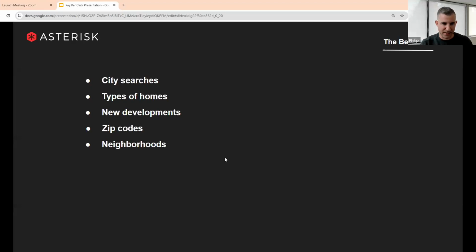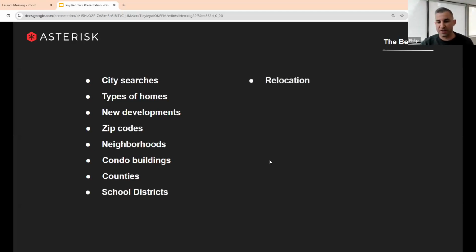So these get very granular, but the more granular you get, the better results you can get as well. You can do condo building. So if you're in a bigger city, specific condo buildings, counties, school districts. And then there's other ways that you can do, which is relocation. So if you're a relocation expert, maybe you're in Florida or some of these other more desirable locations, you can exclude all of your state or county and only get people from out of town.